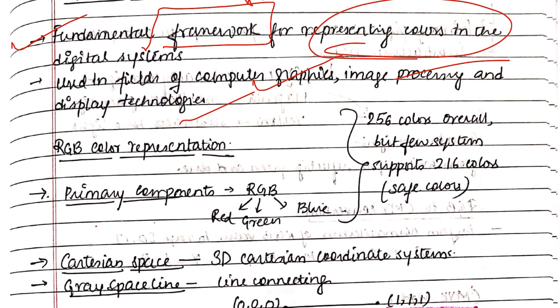So RGB color composition, the primary components, the name says, is RGB. So R is red, green, and blue. Okay, so overall you have 256 colors, but some of the systems may support only 216 colors. So this property where some systems support only 216 colors but not 256 colors is also known as safe color. That means only these many colors the system can show. Others it won't show.